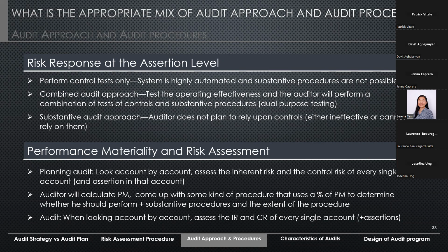Now, performance materiality and risk assessment, planning the audit. You're going to be looking at the account. You'll be looking if there's any inherent risk, any control risk. Then you're going to be calculating the PM, performance materiality, and come up with procedures that use a percentage of it to see whether you should perform the substantive procedures and the extent of the procedures. So let's say that you have a very low PM, then your extent will be much greater. When looking account by account, assess the inherent risk and control risk of every single account.